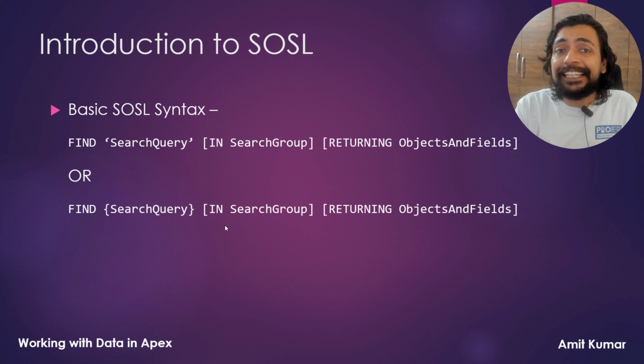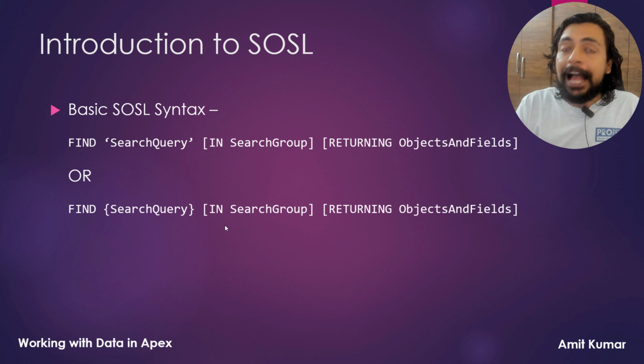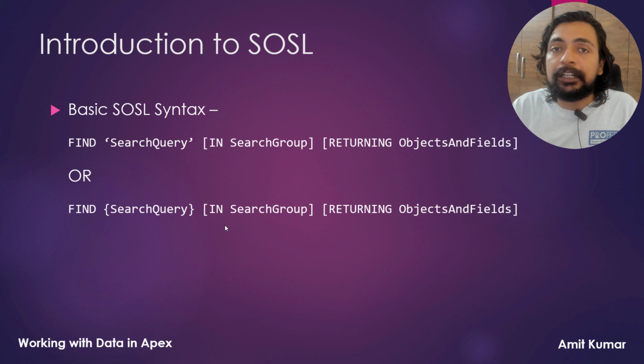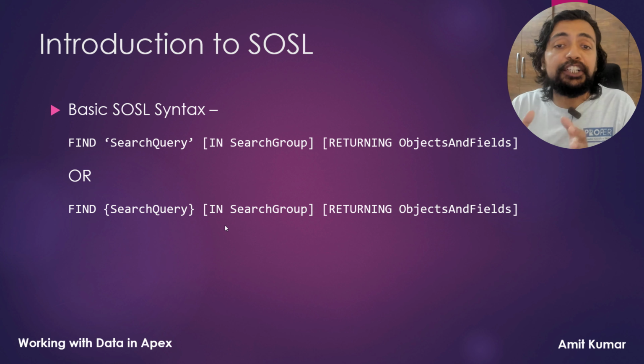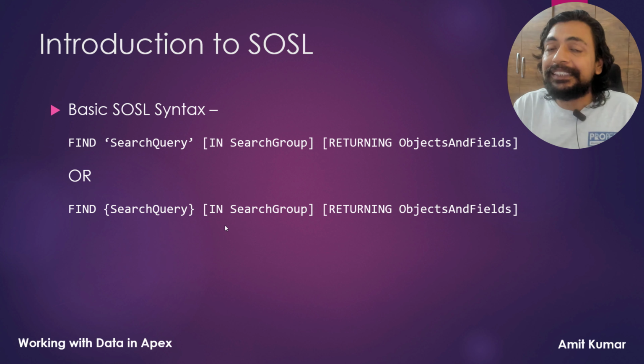So a smaller syntax or a basic syntax of SOSL looks something like this, where you will have a find, you will have a search query. Now this search query can be written inside single quotes or can be written inside curly braces. So it depends, and I will tell you when you will use single quotes and when you will use curly braces. After the search query, you will mention the search group, and then finally you will mention the returning objects and fields. So this is the basic SOSL syntax.